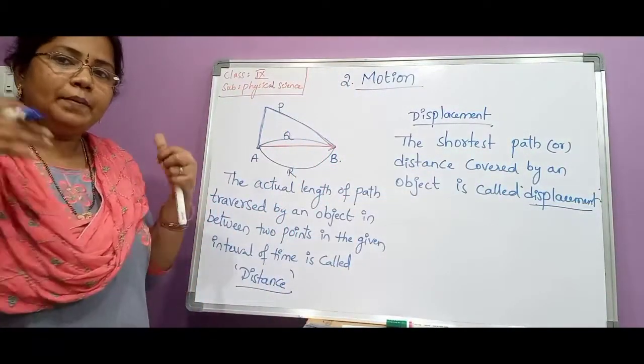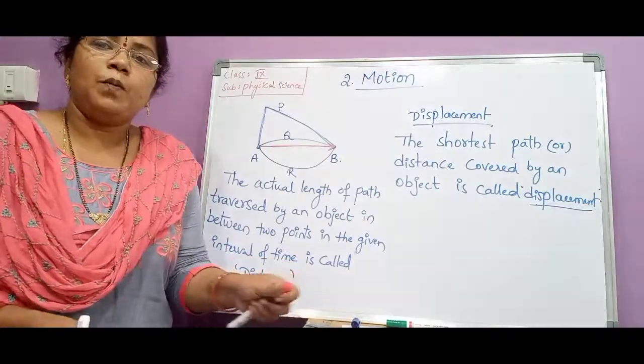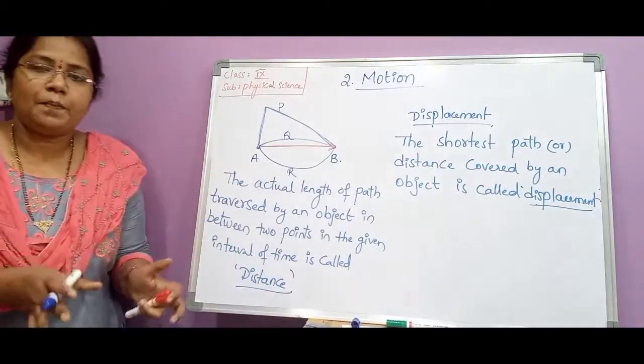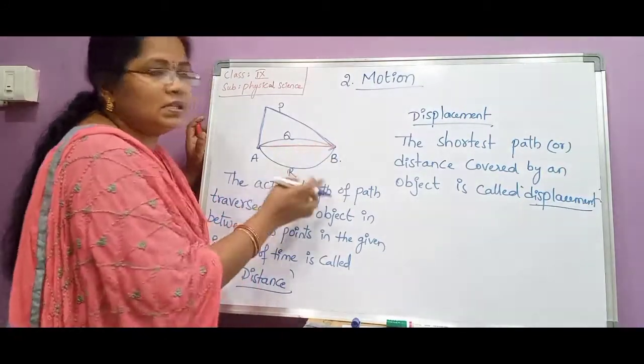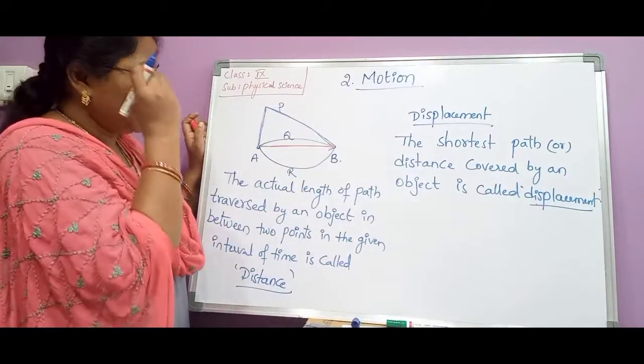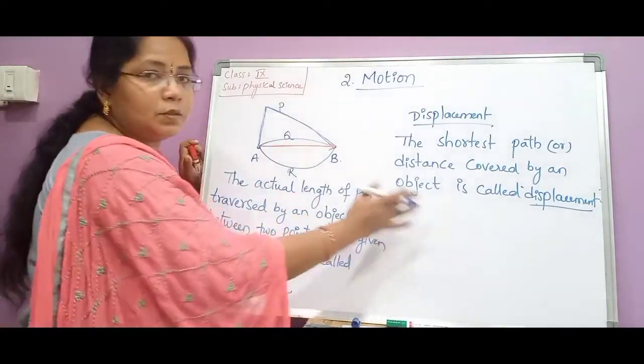Okay, however many paths are available for that object to reach from point A to point B, what is the shortest path among all the paths? That we have to see. The shortest path or the shortest distance covered by an object between the 2 points is called displacement. Okay, this is about distance and displacement.